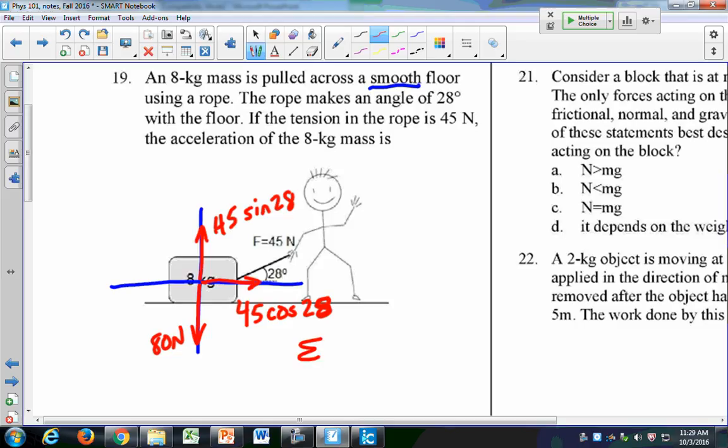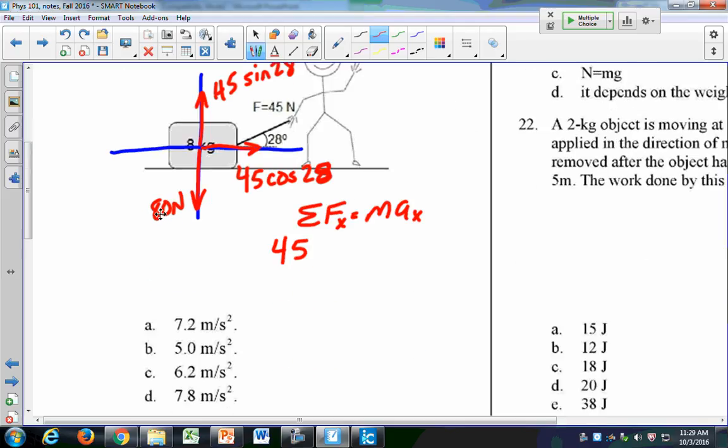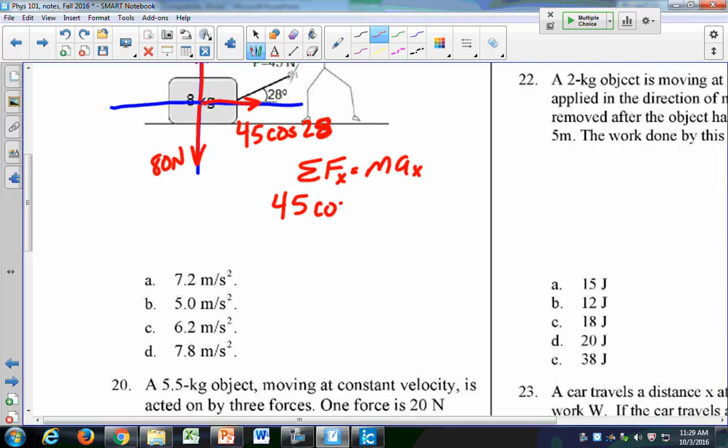So I say the sum of the forces in the x equals m a_x. There's only one force in the x direction. That's 45 cosine of 28. And that's equal to 8 times a_x. And then you solve for a_x.